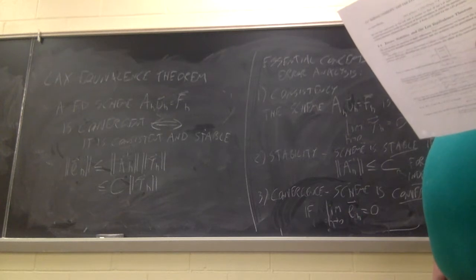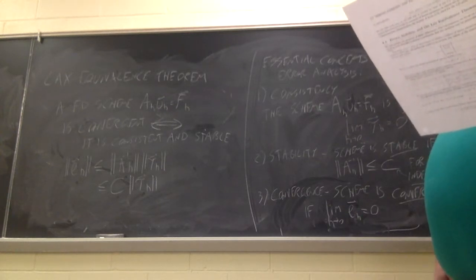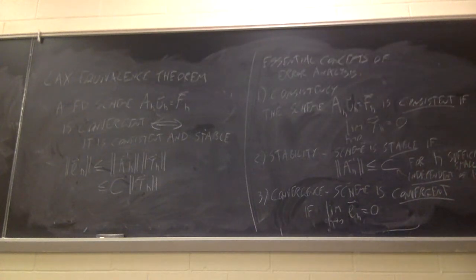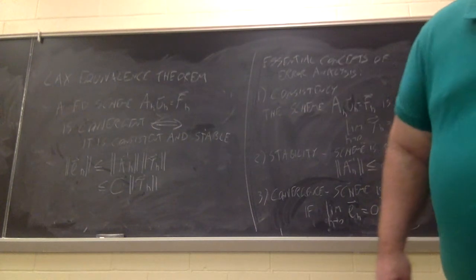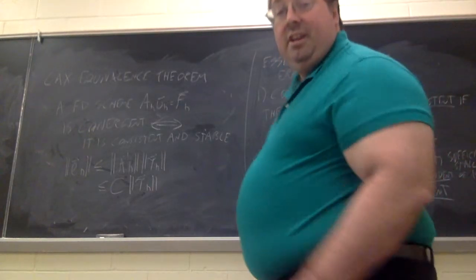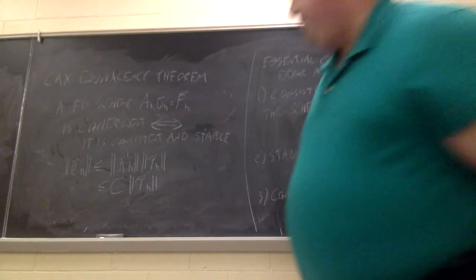Okay. Now, I've already shown you that this scheme for Poisson's equation is consistent. There's still a matter of seeing that it is stable. And I have 3 minutes to do that.